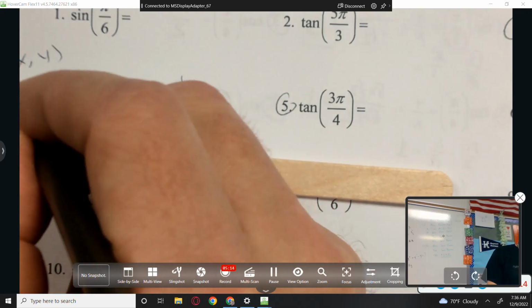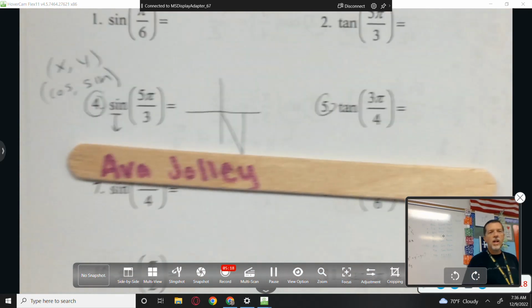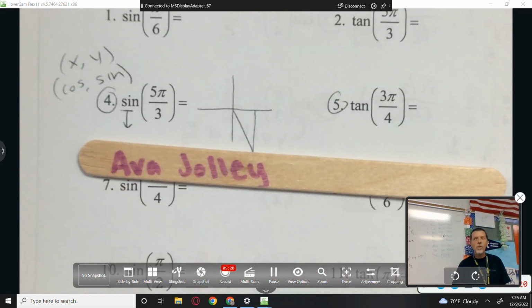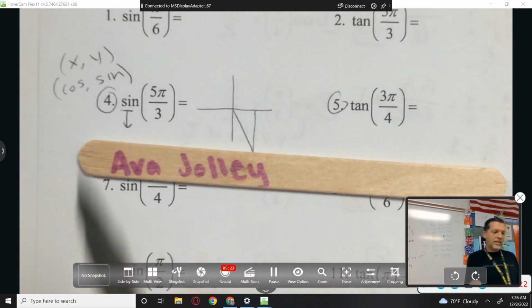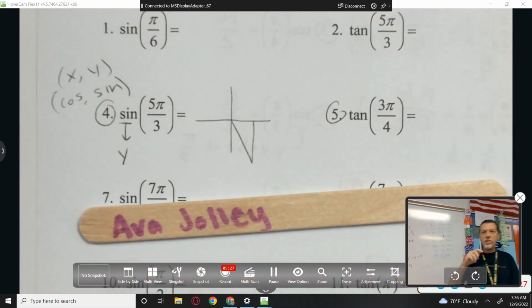X. Isn't it x and y? Or will it be x over y? For sine, I just need the y. The x tells me the cosine, the y tells me the sine. Tangent uses a ratio, but for sine, I just need the y length.